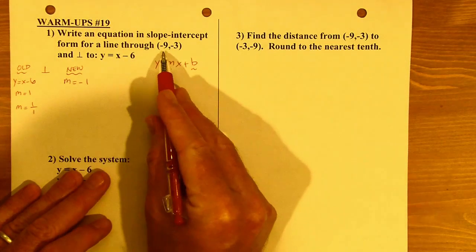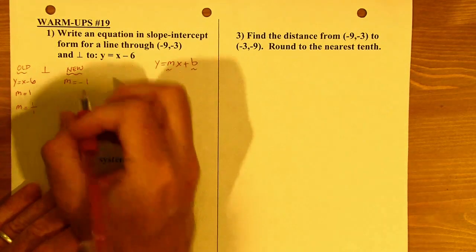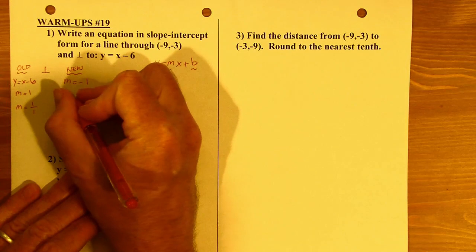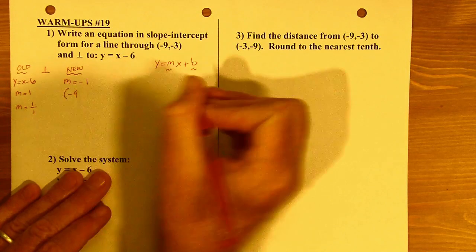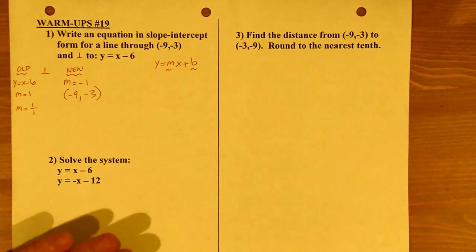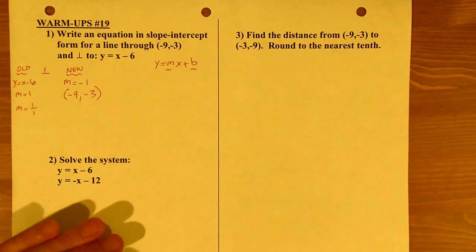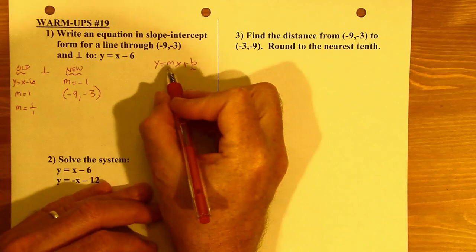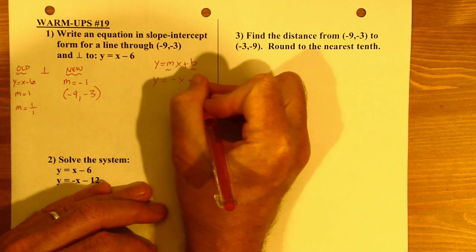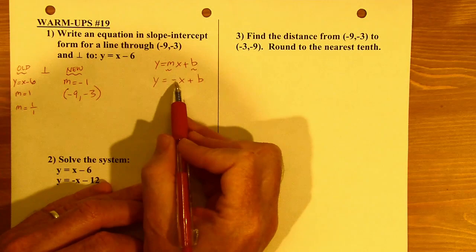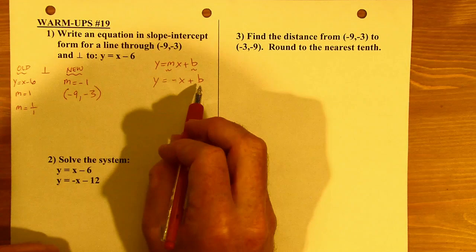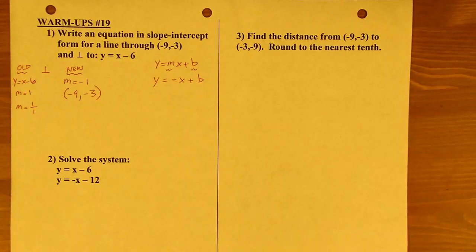My through point, I'm just collecting information about my new line. I already know the slope, which is great, and I still need to figure out the y-intercept, but I do know that this goes through the point negative 9, negative 3. Okay, I know that my slope is negative 1, so I'm going to write that like that. You don't really need to write the 1 in, right? You can if you want to. I still need to figure out the b, and that's where this through point is going to come in.